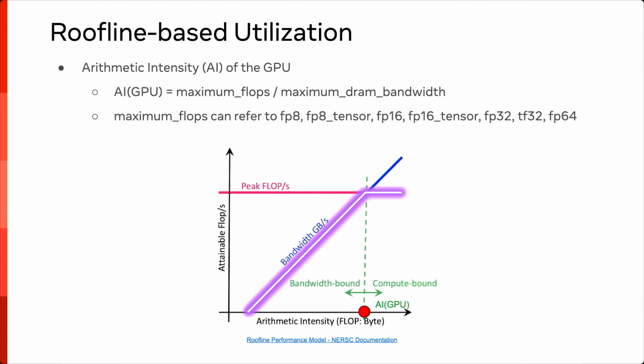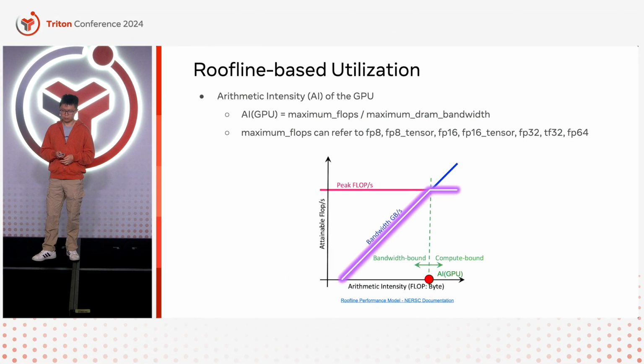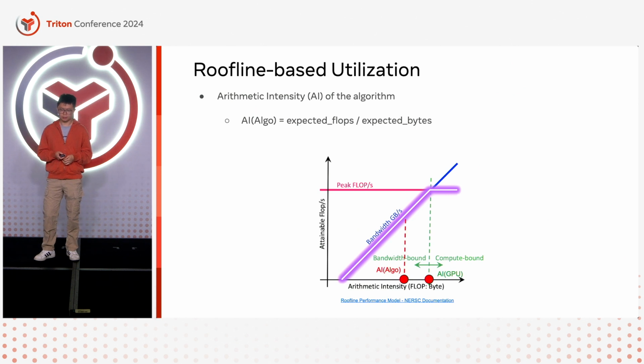So in the roofline model, we need to compute one important metric, which is arithmetic intensity. We can compute arithmetic intensity for both the hardware and the algorithm. To compute the arithmetic intensity for the hardware, like the GPU, we use the maximum number of flops the GPU can achieve divided by the maximum DRAM bandwidth. Then the next thing is to calculate the arithmetic intensity of the algorithm, which is the expected flops versus the expected number of bytes.